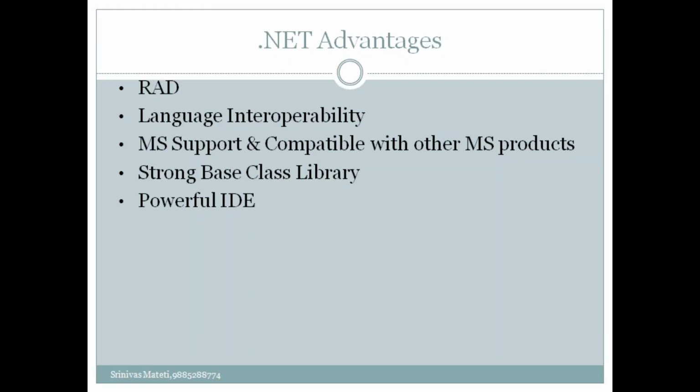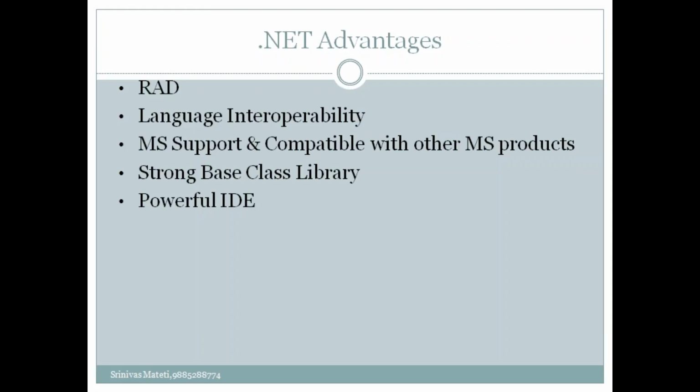Let us assume you are developing one application in Java, so it might take 1 year to 1.5 years, but in .NET you can complete the same project in 6 to 8 months. So when you are comparing this with any other technology or any other languages, .NET is very quick. And language interoperability. .NET supports almost more than 32 languages.